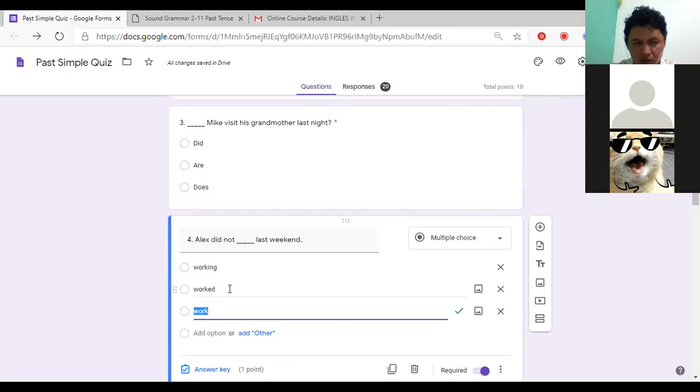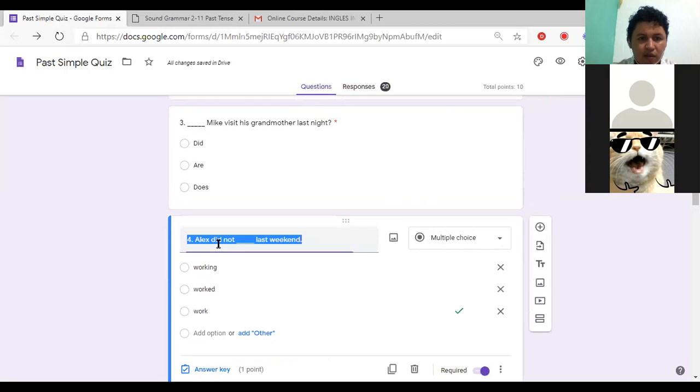And I'm going to ask you, Javier, why are worked and working not possible in here? Because we are using the auxiliary and the verb is the present. Yes, correct. But instead of saying present, we say the verb is in its basic form. It doesn't change.